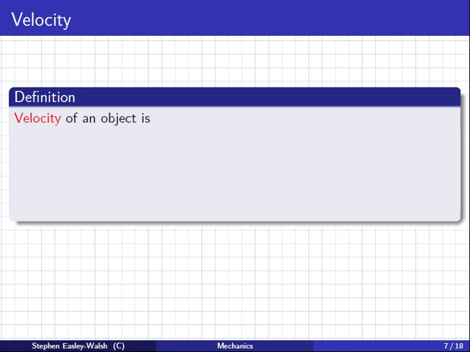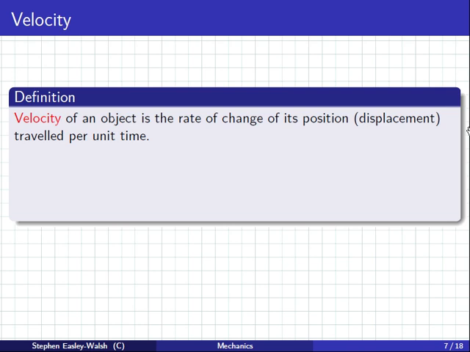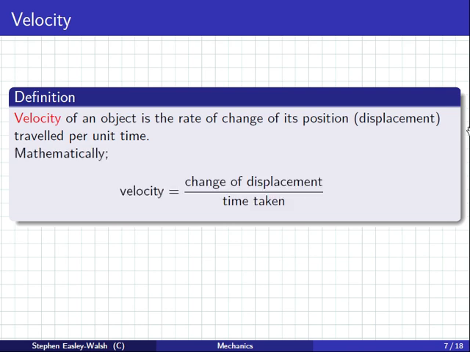What would we say? Oh, go on, give it a go. Rate of change of displacement. Why not? Rate of change of displacement per time. Velocity is change of displacement over time taken. But you knew that. You were just too shy to say.